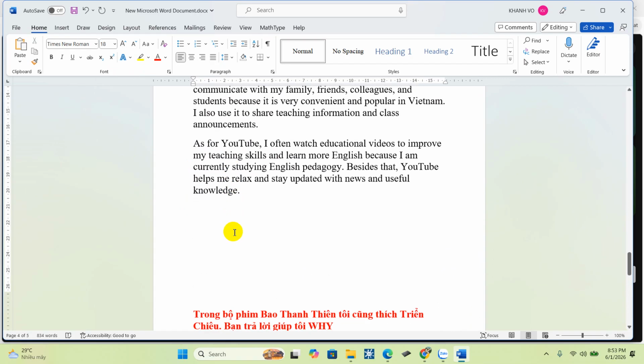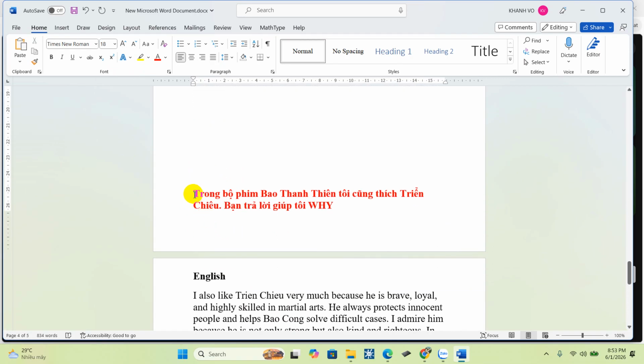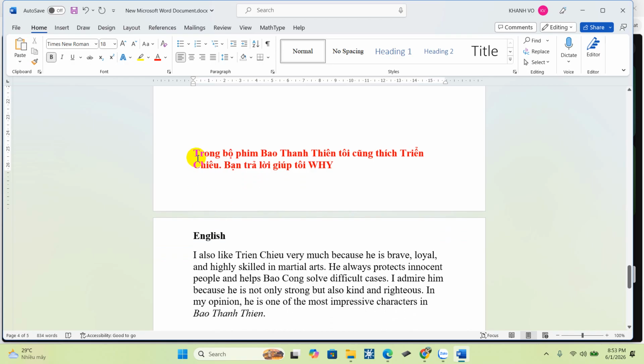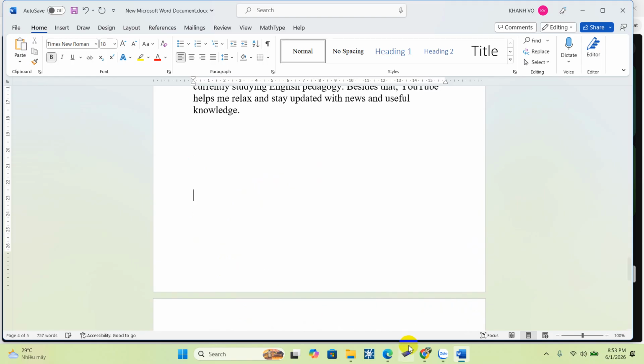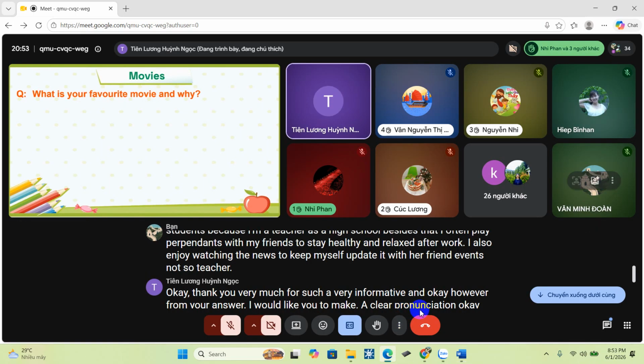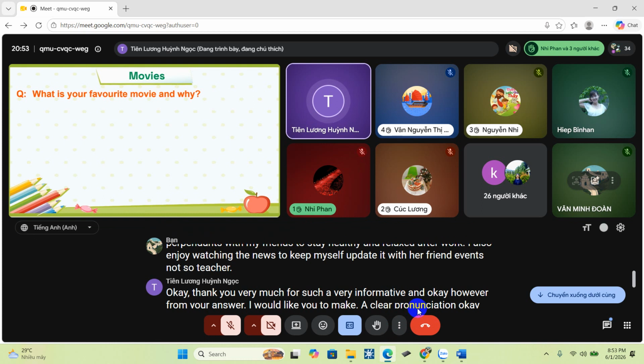Okay, from your answer, I see how much effort you try to answer this question. You express yourself without reading or writing anything. However, you need to pay attention to your grammar, which is not good. For example, when you say I can, can is a modal verb. So after the modal verb, you need to use a bare infinitive. That's why you have to say I can cook instead of saying I can cooking. This is the first mistake.